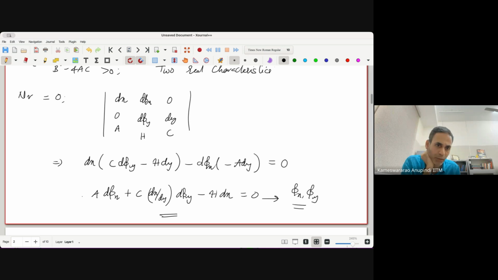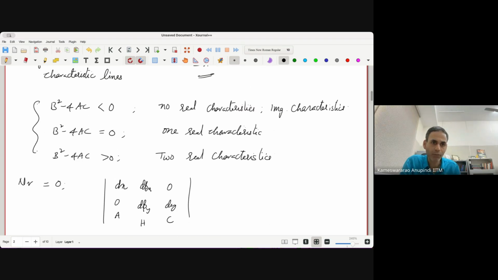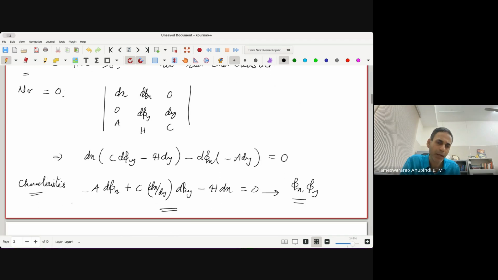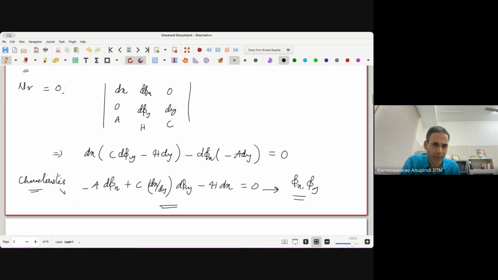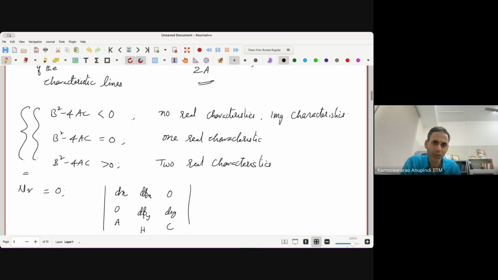So these are the characteristics of a particular equation, which we are not really concerned with at the moment. We are interested in knowing what the slopes of the characteristics of a given equation are. You can always find the characteristics also, which is useful in certain cases, which I will touch upon a little later. So if b square minus 4ac is less than 0, you have no real characteristics. If b square minus 4ac is equal to 0, then you have one real characteristic, and if it is greater than 0, you have two real characteristics.